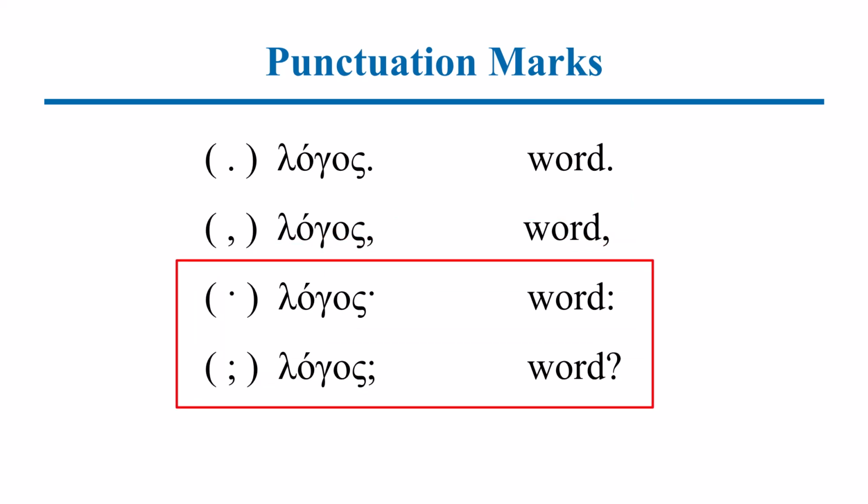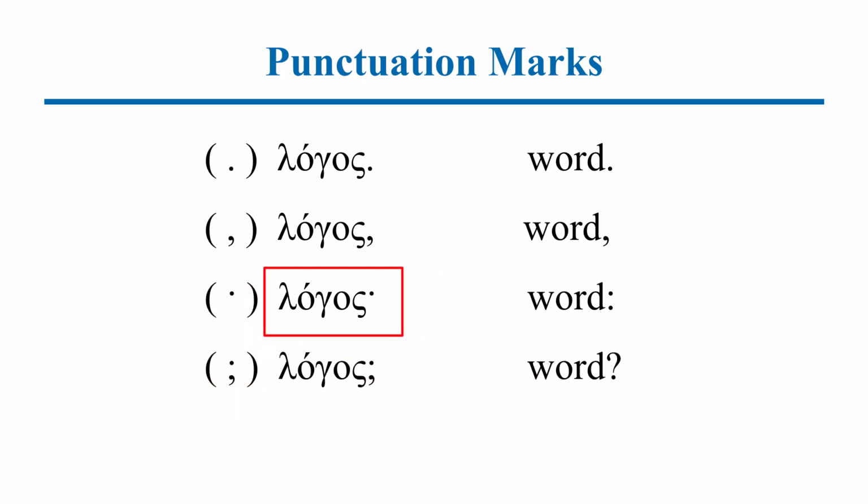Now these ones that you find down here, these two, are the ones that are different. For example, when you see logos and a period above the line, when you're translating, this means word semicolon or word colon. So a period above the line in Greek means a semicolon or a colon in English.